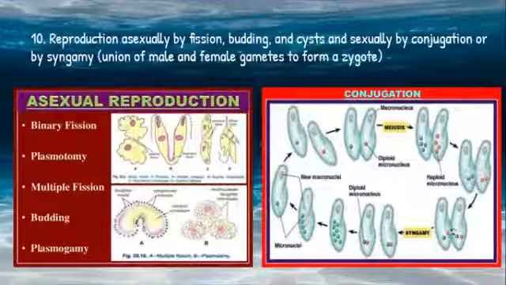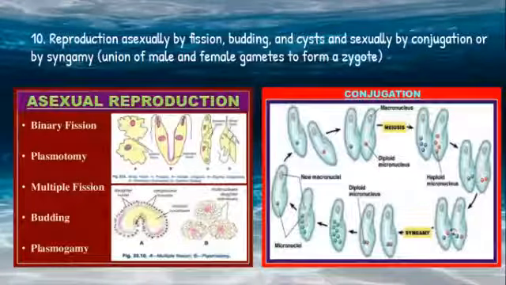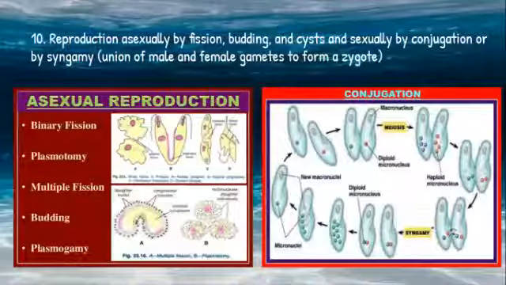As for reproduction, they can reproduce asexually by fission, budding, or cysts, and sexually they reproduce by conjugation or syngamy. This is the union of male and female gametes to form a zygote. In our illustrations, we have a sample of binary fission, and then we also have another one of multiple fission and another one of plasmogamy. And in our last one, we have conjugation, where we can clearly see a process of meiosis going on.